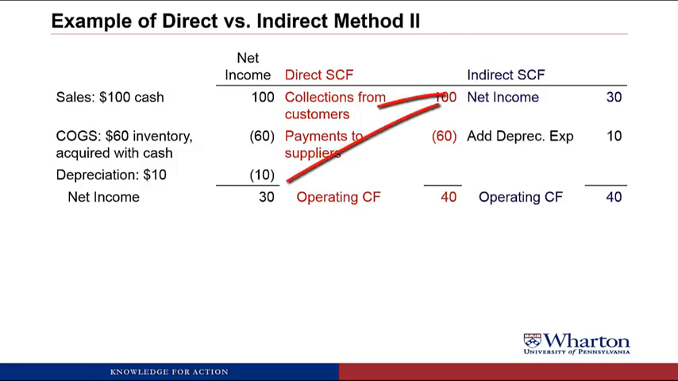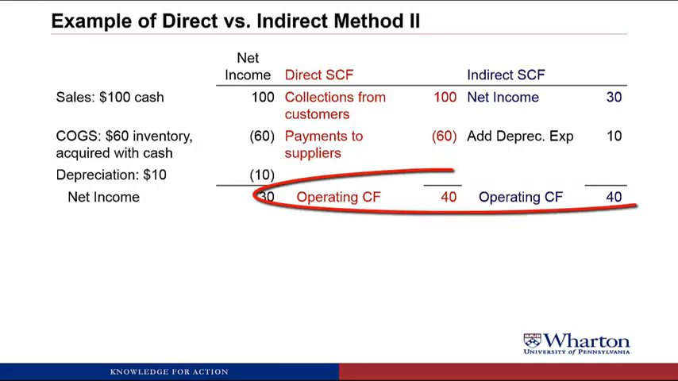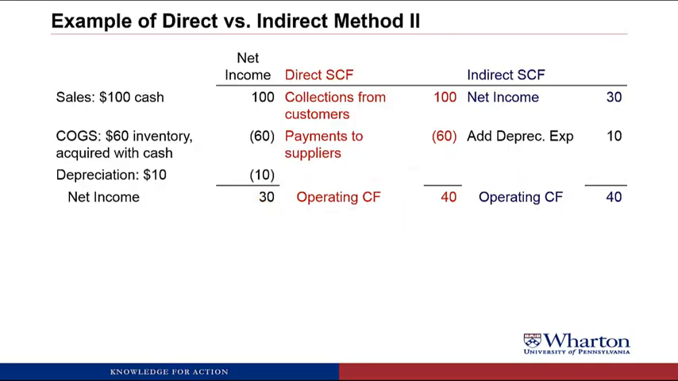So for the indirect method, we start with net income, which is 30 now. We add back the depreciation expense of 10. It's a non-cash expense, so to remove it from net income, we add it back. There are no changes in working capital, because again, we didn't begin or end the year with receivables or inventory. So there are no other adjustments, and we end up with operating cash flow of 40 under the indirect method, which of course is the same answer as under the direct method, which always has to be the case.